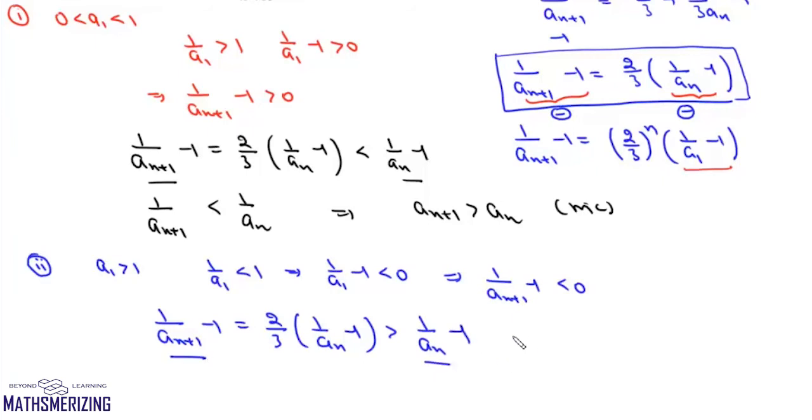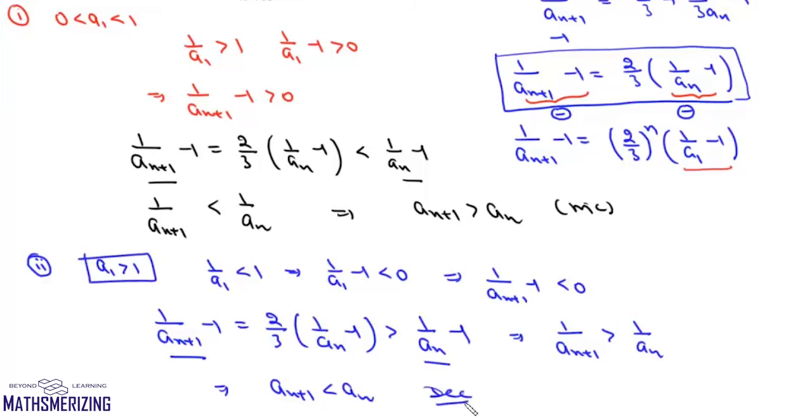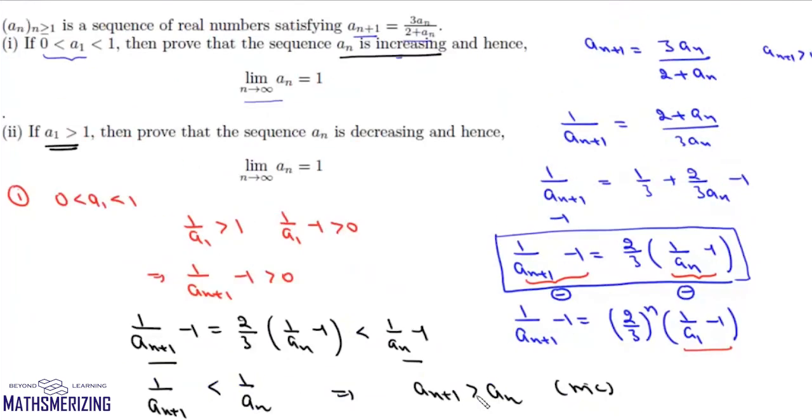Now again comparing these two, we'll get 1 upon a_{n+1} will be greater than 1 upon a_n, that is a_{n+1} will be less than a_n. That is, when a_1 is greater than 1, then this sequence is a decreasing sequence. So in the first case, when a_1 lies between 0 and 1, the sequence is increasing, and when a_1 is greater than 1, the sequence is a decreasing sequence.